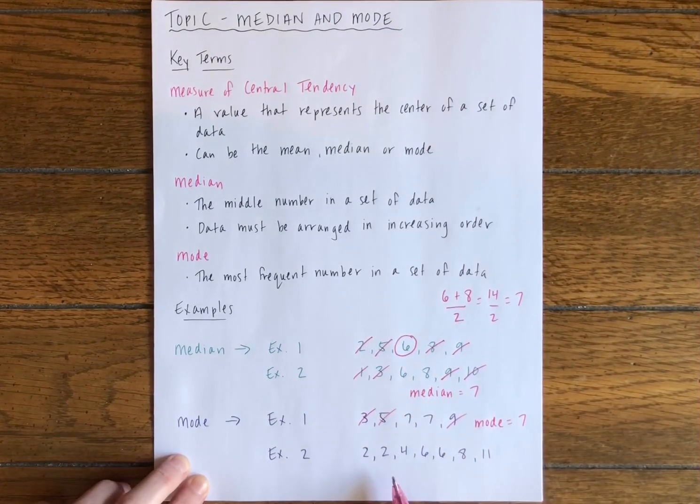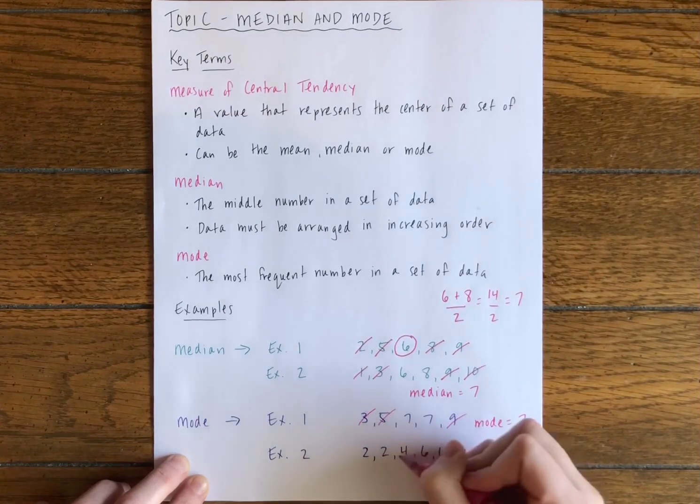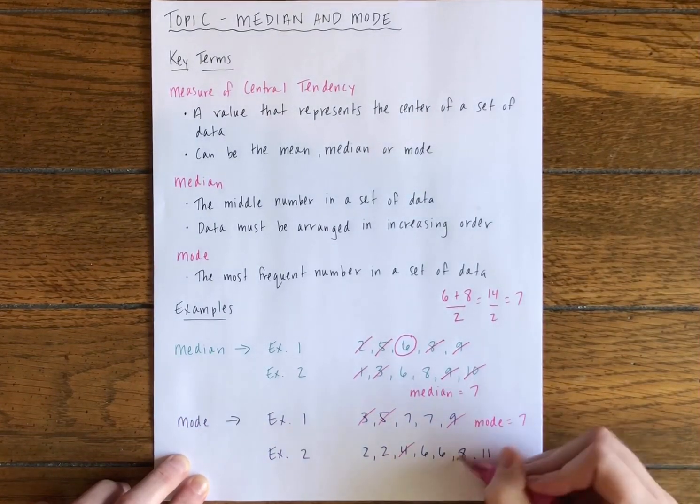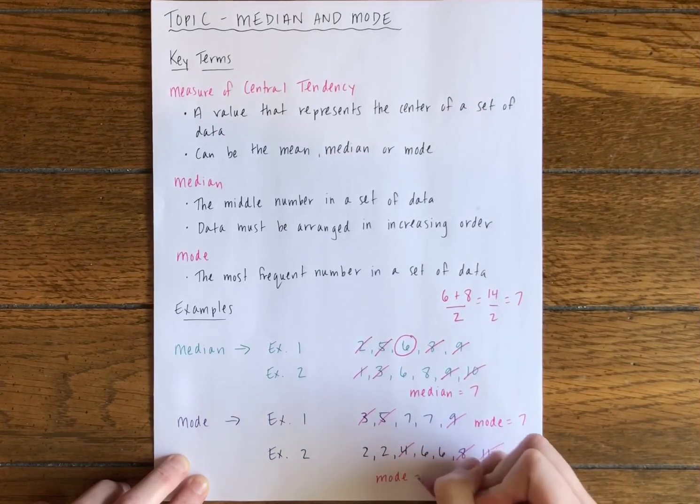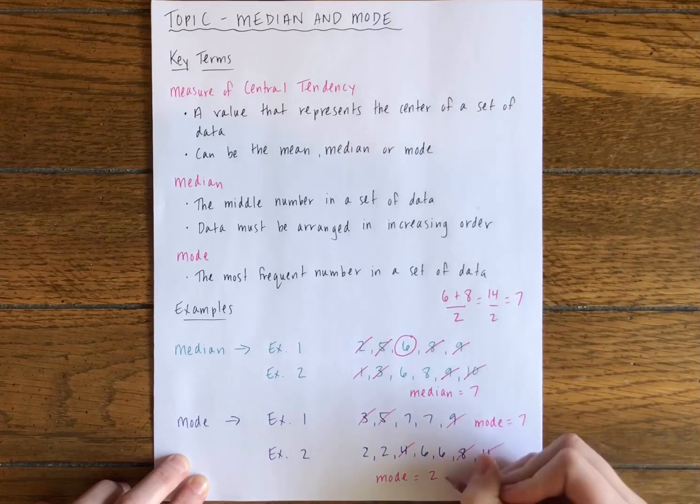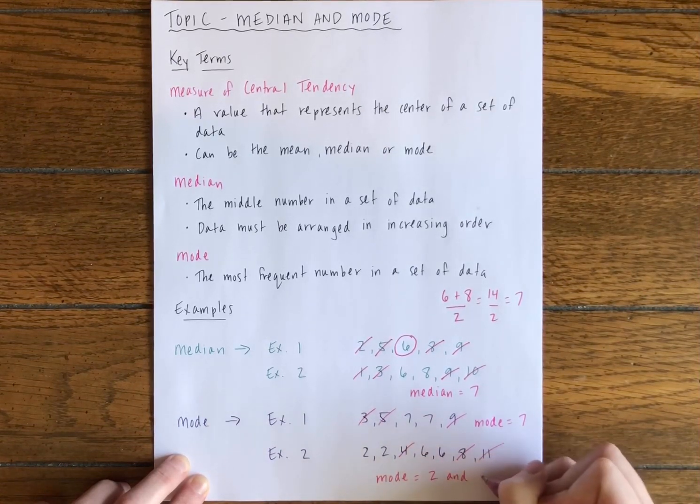Next example, we're going to do the same thing. So we have 2 2s, we have a 4, 2 6s, an 8, and 11. So here the mode is going to be 2 and 6.